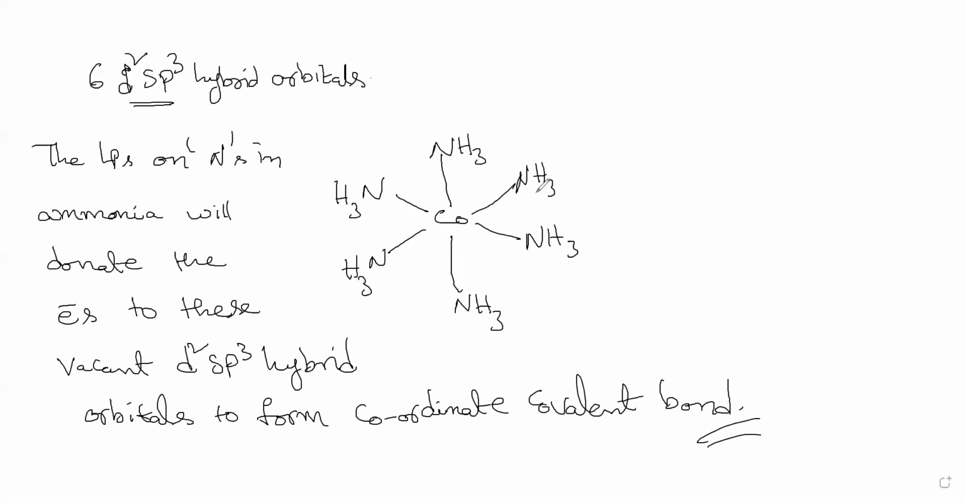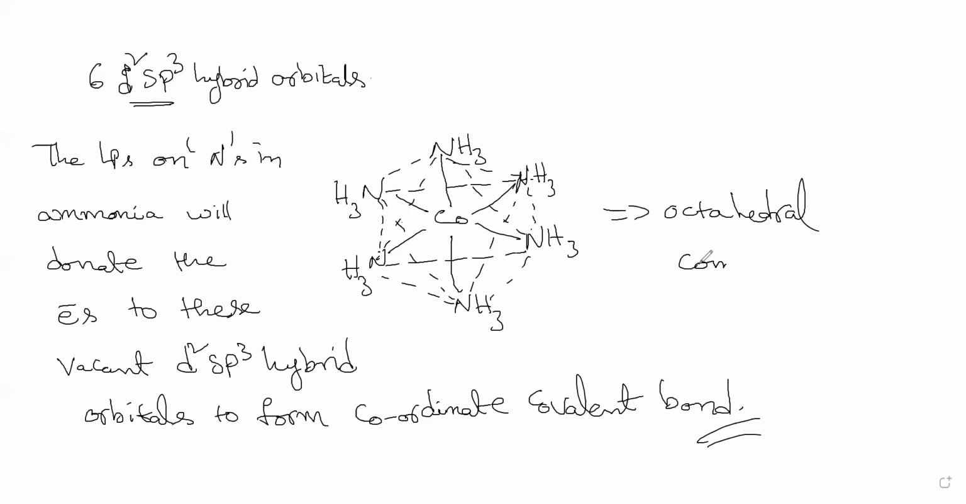And now this forms an octahedral complex. So the complex we have is an octahedral complex. You can see the octahedral shape when you join the things like this. This is the octahedral complex. And this is also called an inner orbital complex.